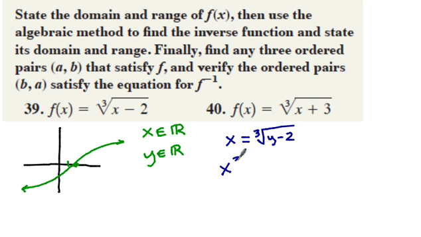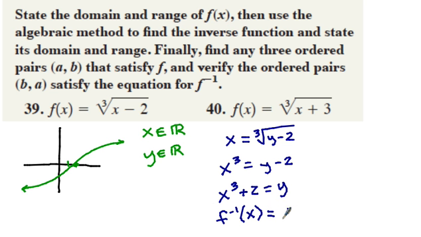So x cubed equals y minus 2. And then we can add 2 to both sides. So x cubed plus 2 will equal our y value, and that becomes our inverse. The other way you'll commonly see that written is f inverse of x with that little -1, which is our inverse symbol, equals x cubed plus 2.